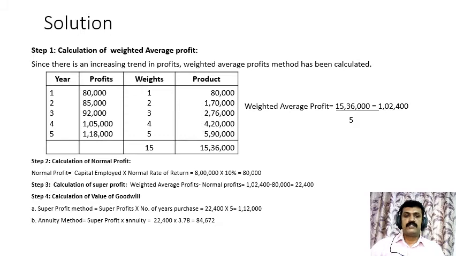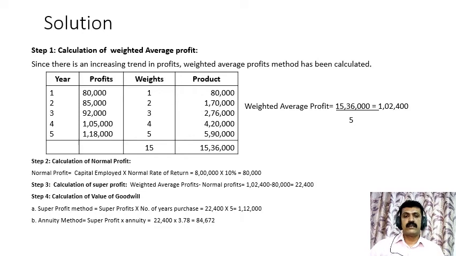That is, in the first year 80,000 into 1, 80,000. In the second year 85,000 into 2, 1,70,000. In the third year 92,000 into 3, 2,76,000. In the fourth year 1,05,000 into 4, 4,20,000. And in the fifth year 1,18,000 into 5, 5,90,000. Therefore, the total weights will be 15 and the total product will be 15,36,000. Now for the calculation of weighted average profit, the formula to be used is total product divided by total weights. That is 15,36,000 divided by 15, that is 1,02,400.